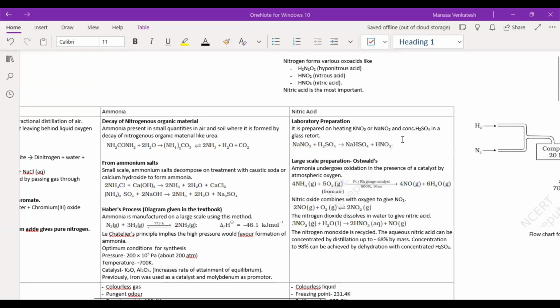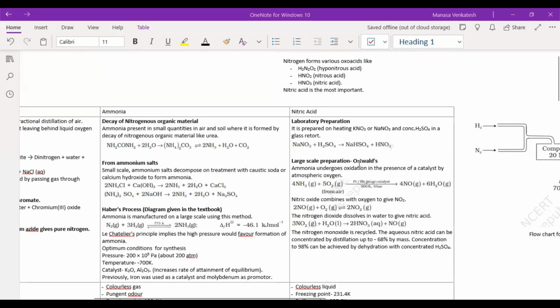Nitric acid, nitrogen forms various oxo acids. Nitric acid is the most important one. Laboratory preparation is done by heating sodium nitrate or potassium nitrate with sulfuric acid to give us sodium hydrogen sulfate and nitric acid.